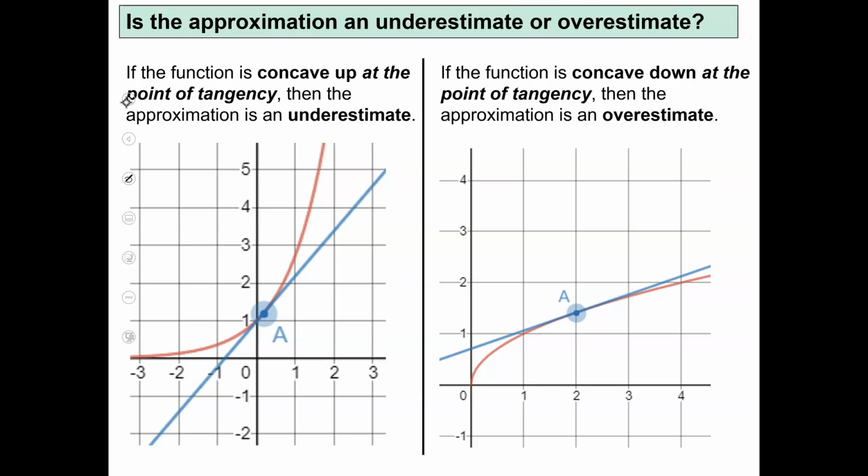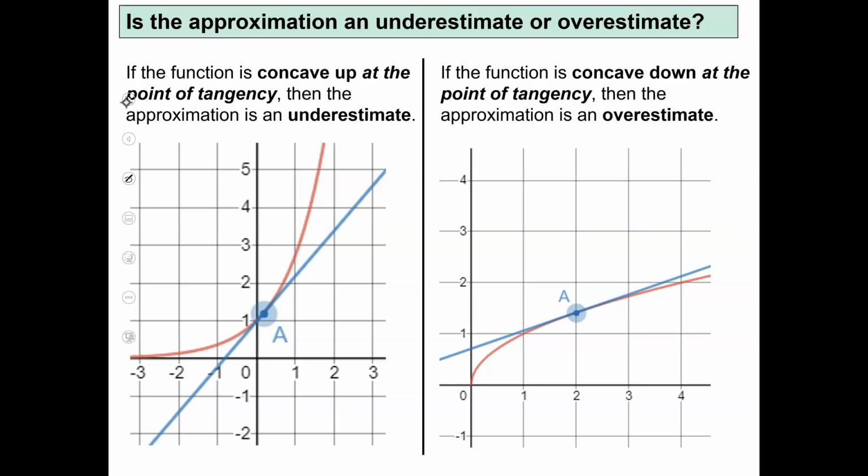Well, you really can just visualize this. If you have concave up, you just want to visualize something that looks like this. If I were to draw a tangent line to it, where would the tangent line be? It would be under it, so what you're getting from the tangent line is too small. Okay, so what happens if the function is then concave down at the point of tangency?